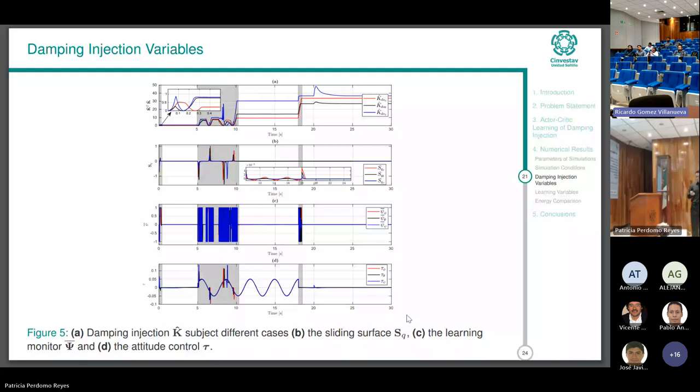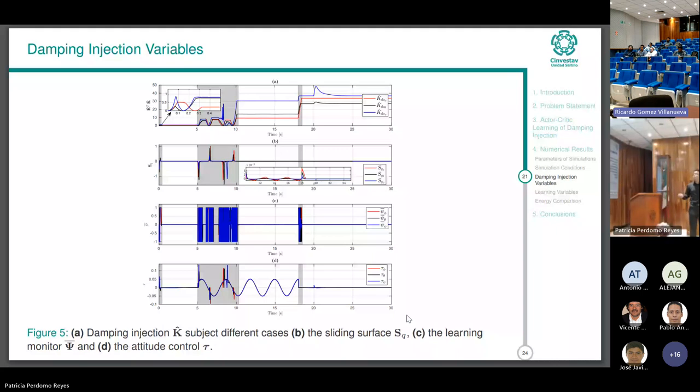The result, which you can see in subfigure A, is that the damping injection is modified according to the necessary sliding mode condition required. The sliding mode variable is maintained within the epsilon of the reward policy required. The monitor learning only activates when it is necessary to relearn the damping injection. The control applied is smooth, even when learning is presented; we have some non-smooth signals, but they are only due to the learning process.